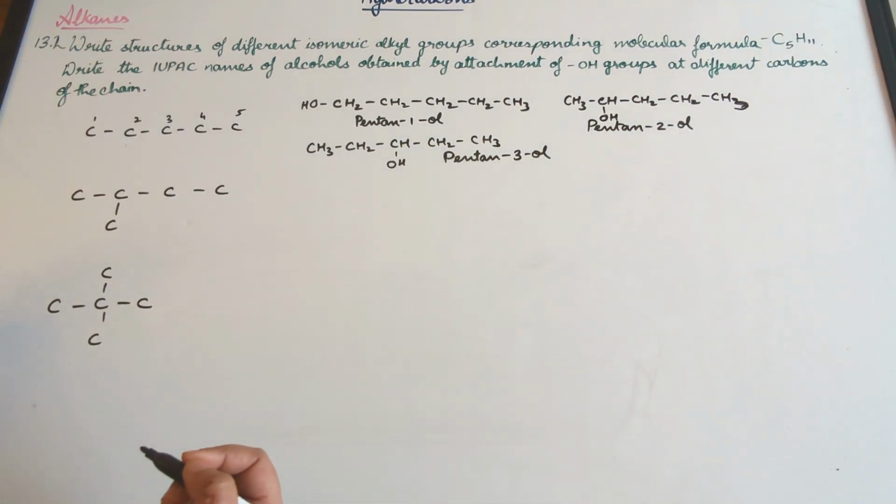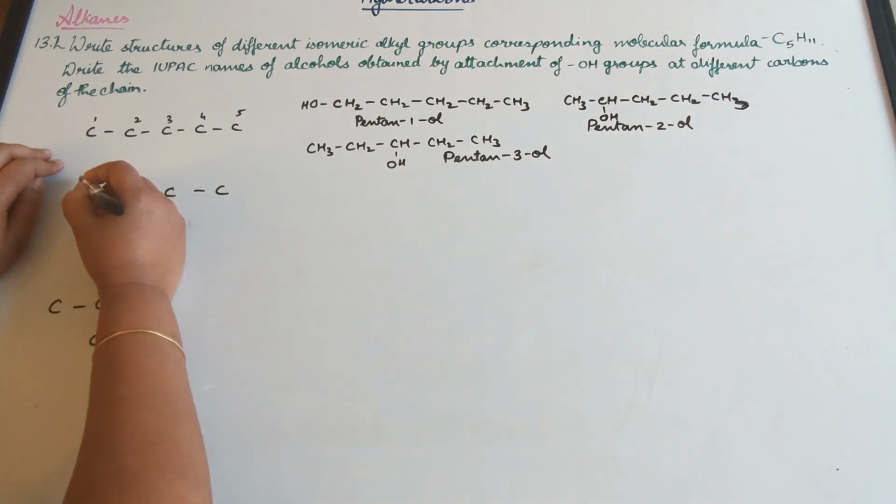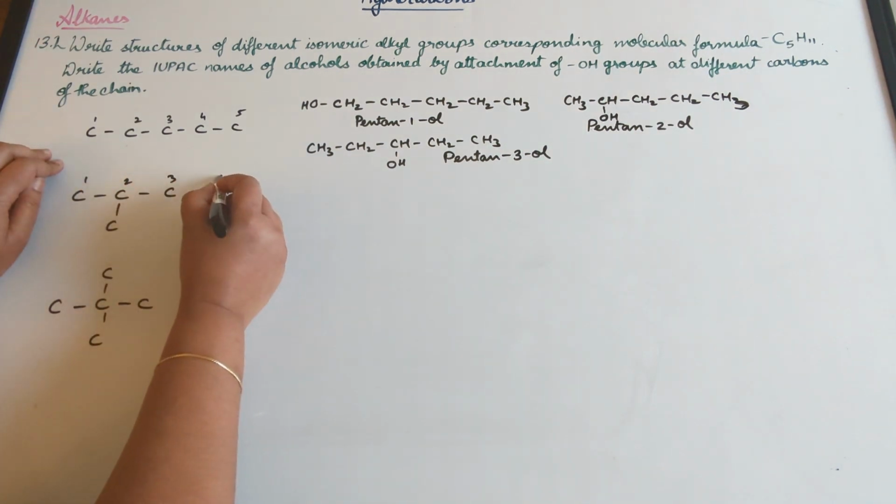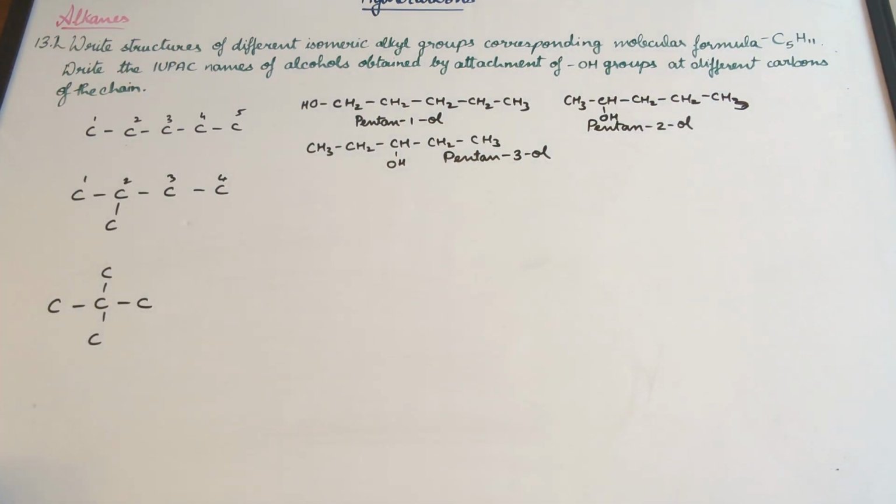Next we'll be looking at this chain. Now over here you have 4 carbon atoms. Here our OH group can get attached to the first one, first and fourth.